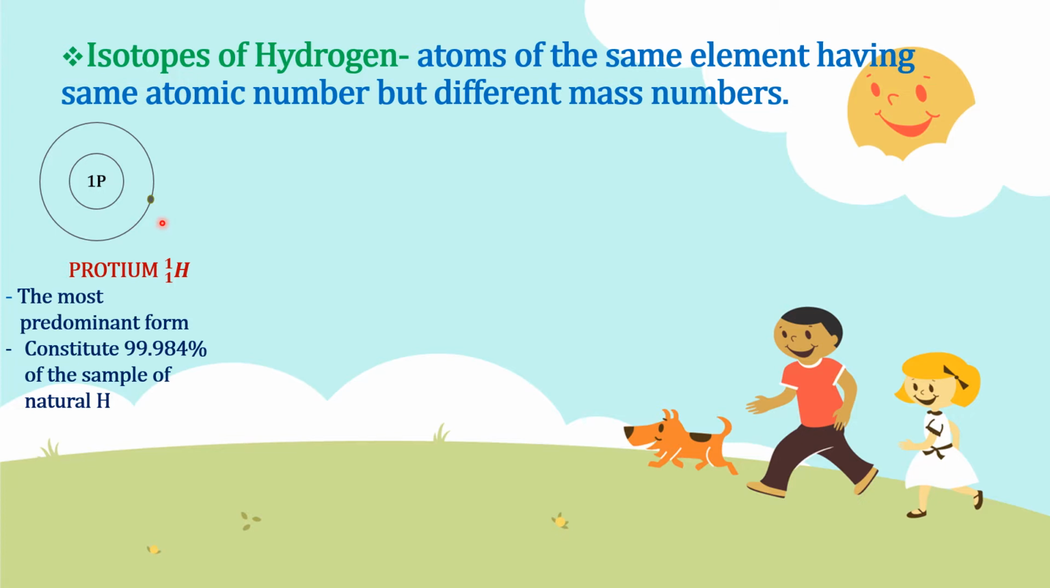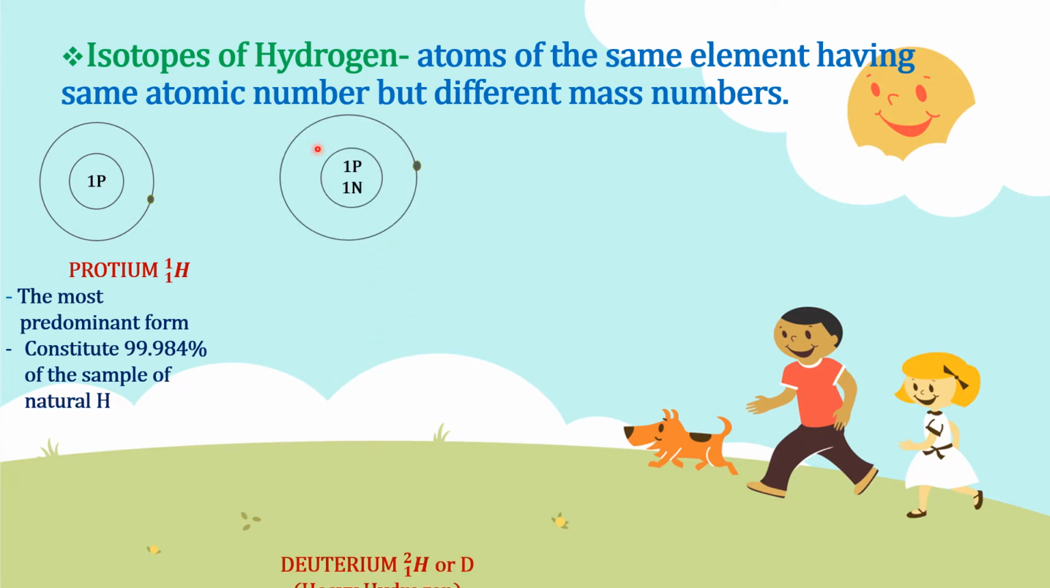And in fact, you have to remember this very importantly, that there is only one element in the whole of the periodic table which does not have any neutron. Rest all the elements will have a neutron, and that is going to be hydrogen. And what isotope of hydrogen? It will be protium. This is the most predominant form, and it constitutes 99.984% of the sample of natural hydrogen.